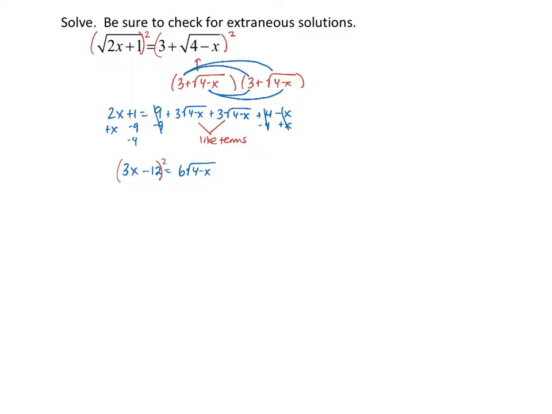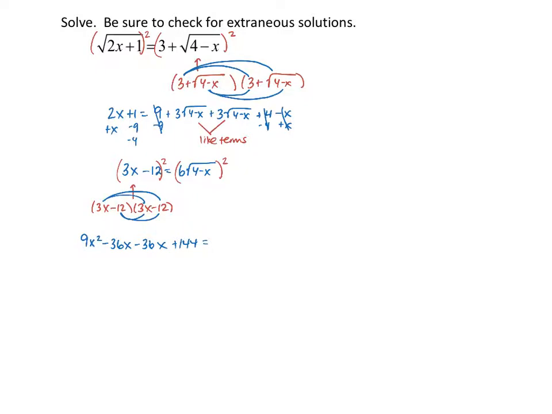I'm going to square the 3x minus 12 binomial, and then also square the right-hand side. We have to take care to FOIL here on the left-hand side. So 3x times 3x is 9x squared. 3x times a minus 12 is minus 36x. Insides give us another minus 36x. And negative times negative gives us a plus 144.